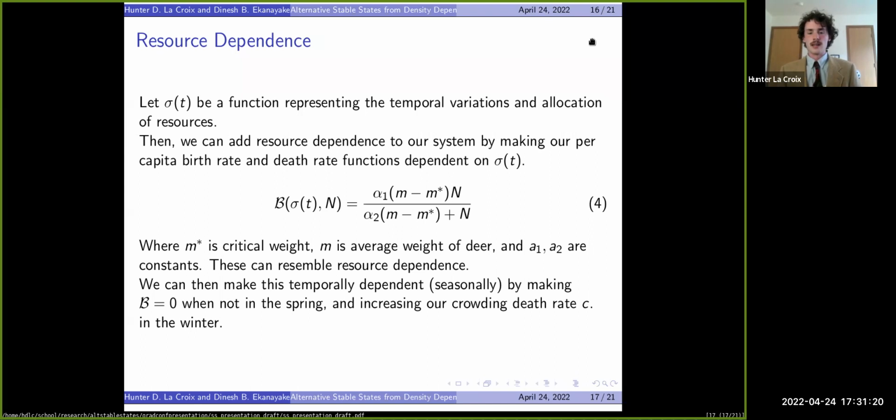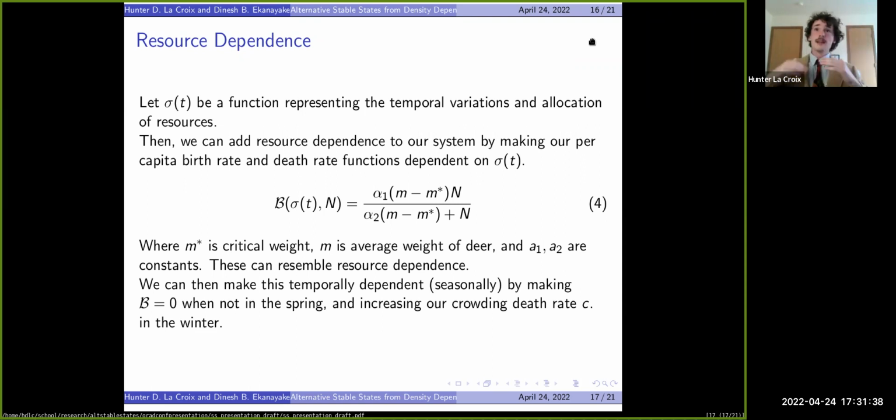So the idea is that alpha 1 and alpha 2 are just constants that have to do with the deer population or the environment they're in. So it could be USDA hardiness number. And M star is the critical weight. That's the weight of the deer where they can't give birth anymore. And then M is the average weight of deer.